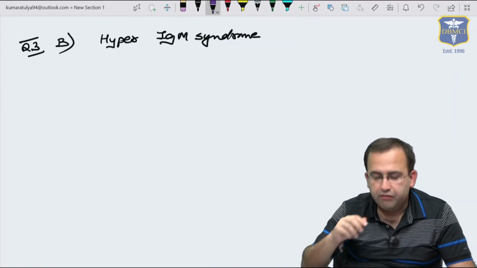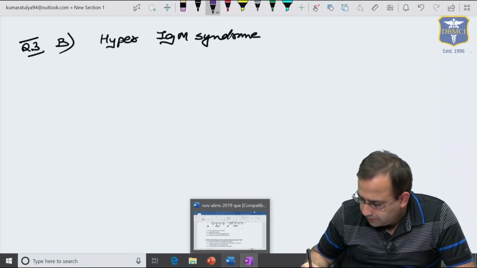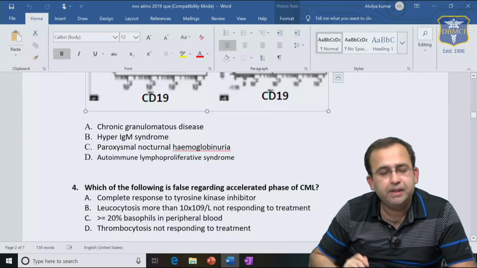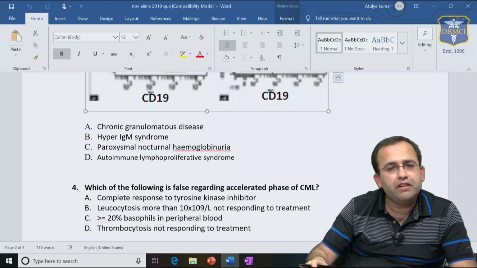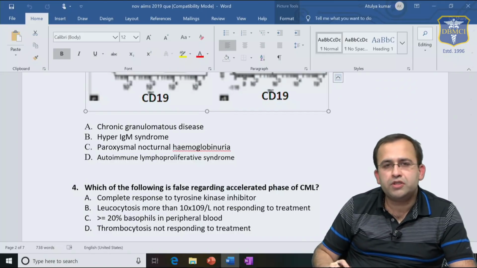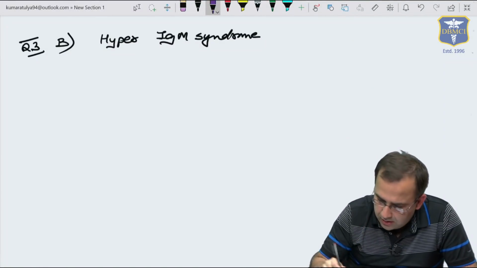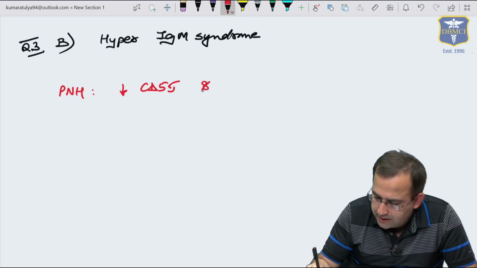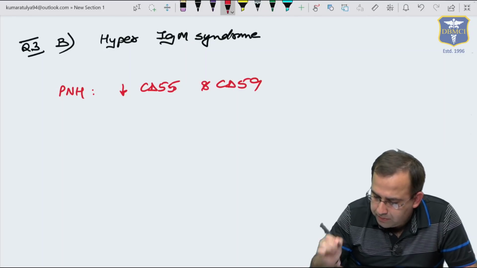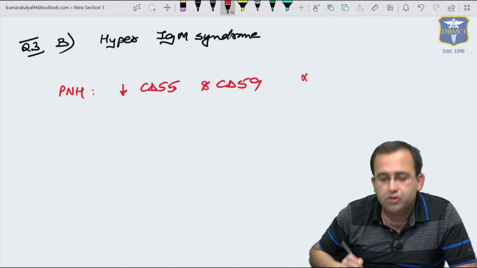See, children, one of the options in that was PNH, paroxysmal nocturnal hemoglobinuria. That is option 3, PNH, will show reduced CD55 and CD59. CD55 and 59 are not given in the flow cytometry plot at all, so that is absolutely out. PNH occurs because of reduced CD55 and CD59. I am not getting into more pathogenesis of this, you know that. So 55 and 59 were not plotted, hence this option is absolutely out.